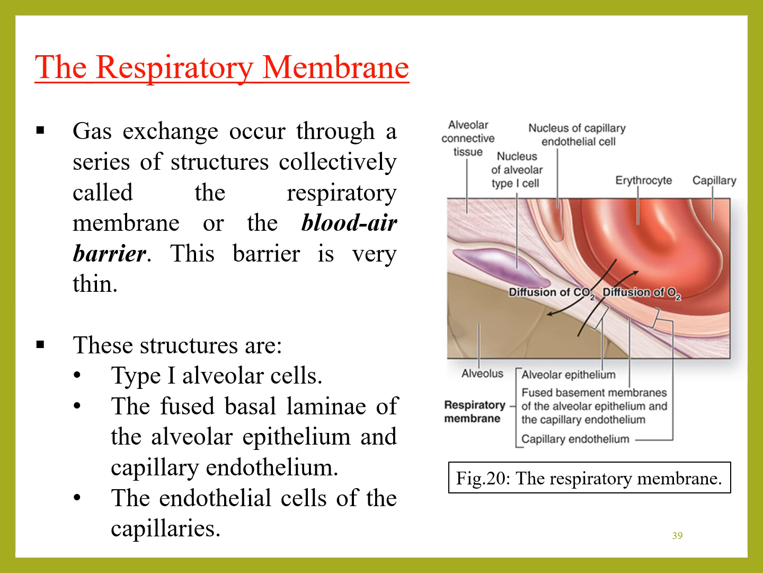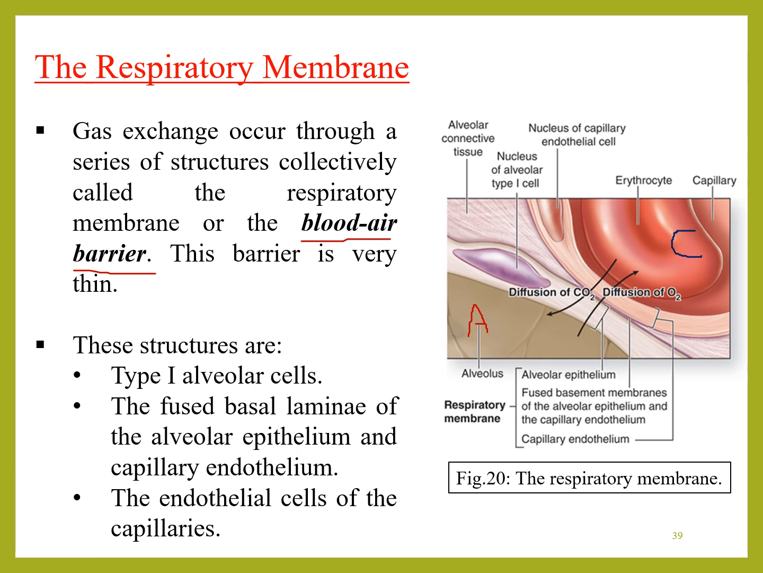And finally, we'll talk about the respiratory membrane. Gas exchange occurs through a series of structures collectively called the respiratory membrane or the blood-air barrier. This barrier is very thin. So if I have here an alveolus, and here we have a capillary, and gas wants to pass from one area to another, what are the structures through which the gas must pass?